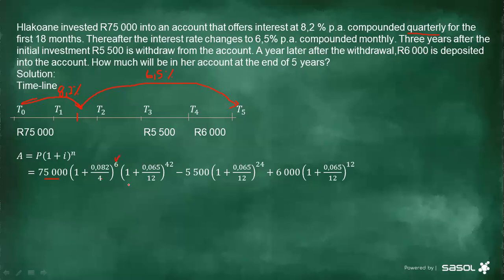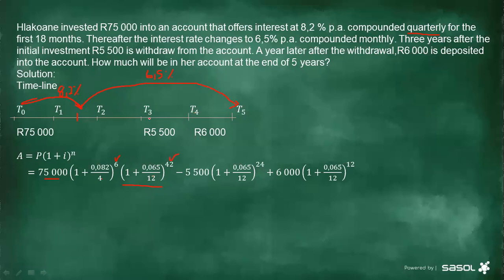Then we have another bracket, because now we have to calculate from this 1.5 to the last year, which is 5 years. We say 1 plus 0.065, because the interest now changes to 6.5, divided by 12. Why 12? Because this 6.5% was compounded monthly, hence we used 12. And how many years from this to the last year? It's 3.5, then 3.5 times 12 gives us 42.